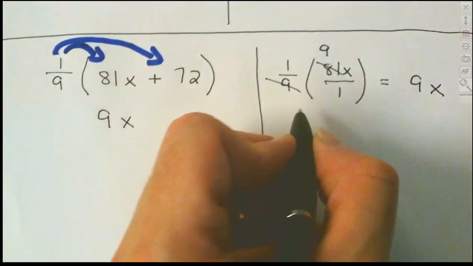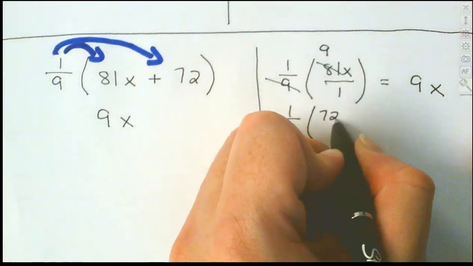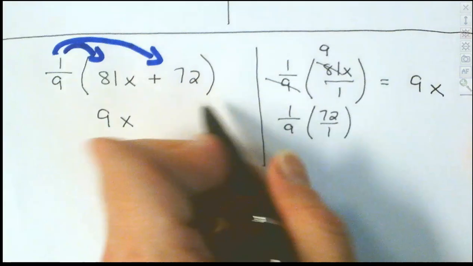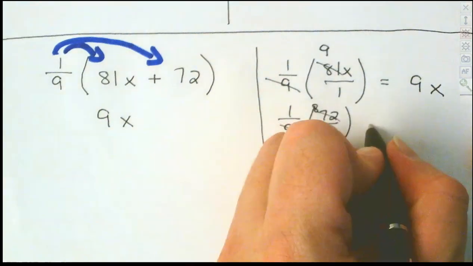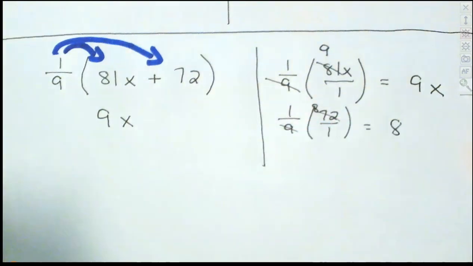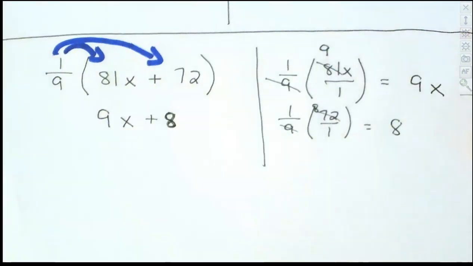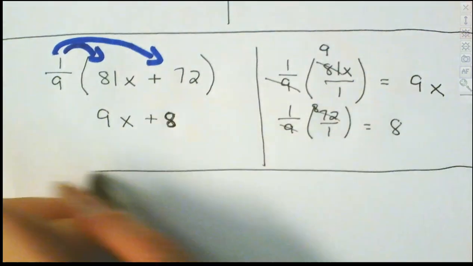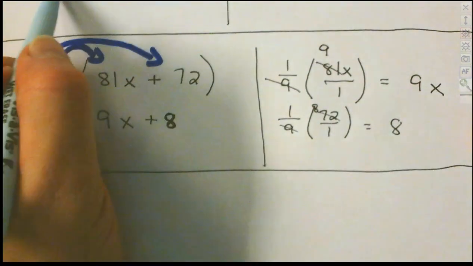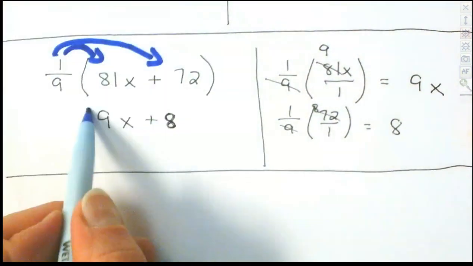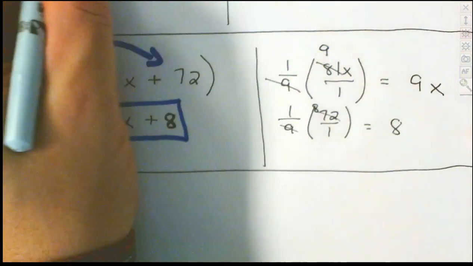Same thing with the 72. 1 over 9 times 72 over 1. 72 and the 9 can cancel. Leaves you with an 8. So that's going to just simply then be an 8. And that's all you can do. So that would be your answer here. Just distribute through. I'll go ahead and box these. These would be your answers. Okay? So you just distribute through. Those are going to be your answers.